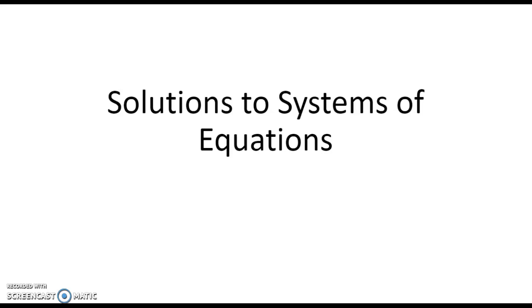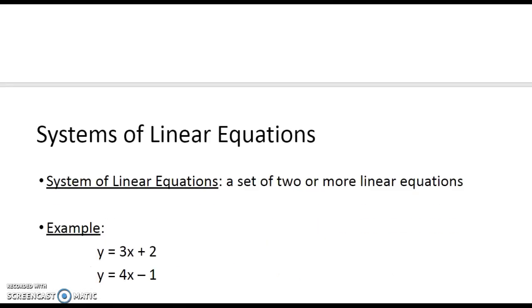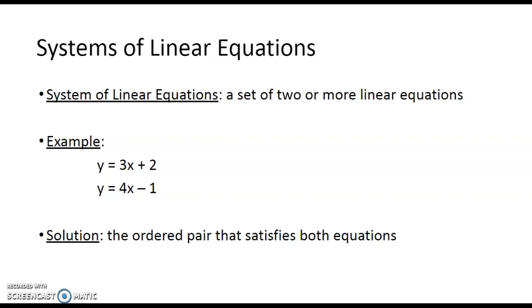This video is about solutions to systems of equations. So to start with a review, a system of linear equations is a set of two or more linear equations. An example might be something like y equals 3x plus 2 and y equals 4x minus 1. The solution to a system of linear equations is the ordered pair that satisfies both equations.